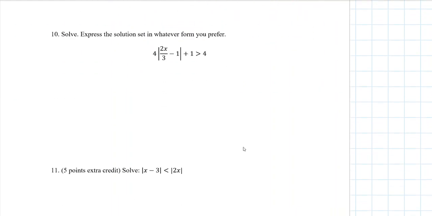Express the solution set in whatever form you prefer. I have to get this absolute value by itself. I can't do it with the 4 and the 1 in the way. I can't break up the absolute value into something easier to deal with algebraically. So let's subtract the 1 and divide by the 4. Now I can work with this. So it's an absolute value of something is greater than 3/4, which means it's a disjunction. The thing being evaluated is either less than minus 3/4 or it's greater than 3/4.